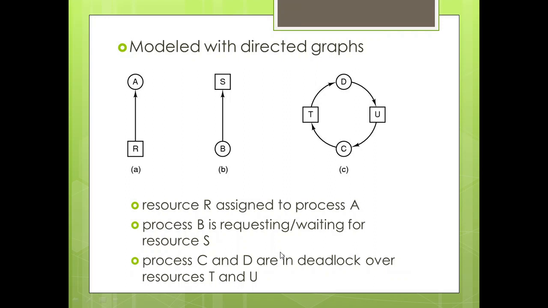So the graphs have 2 kinds of nodes. The processes are shown in circles and the resources are shown in squares. So the first figure tells that resource R is assigned to process A. Here the process B is requesting resource S, and in the third figure the processes C and D are in a deadlock over the resources T and U.